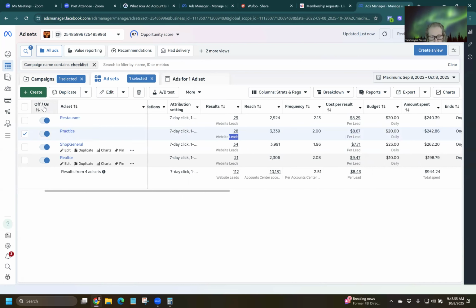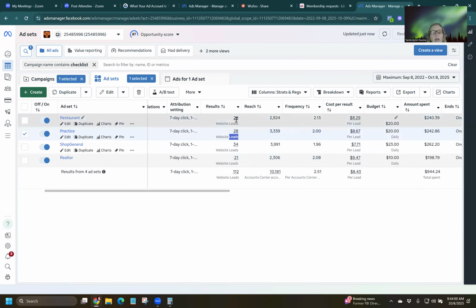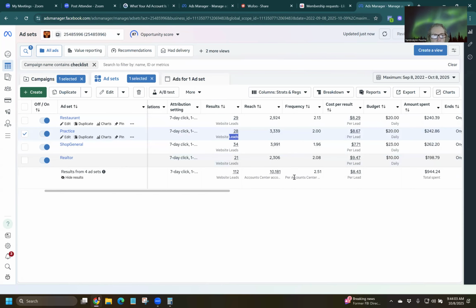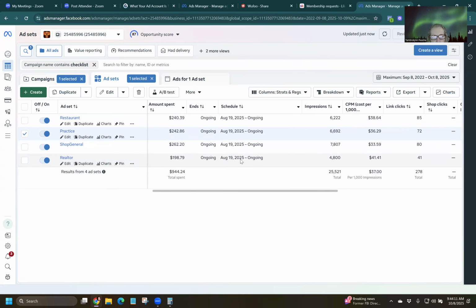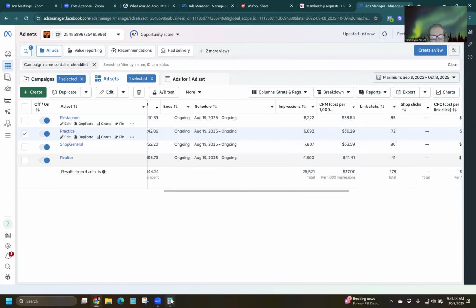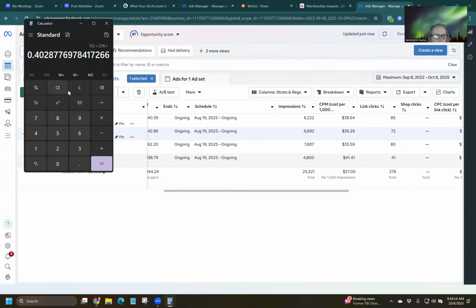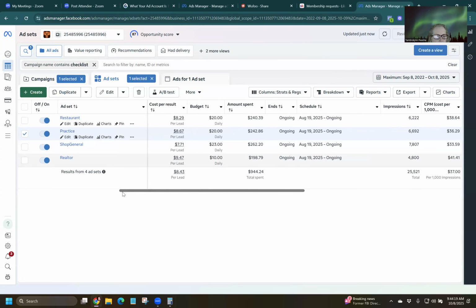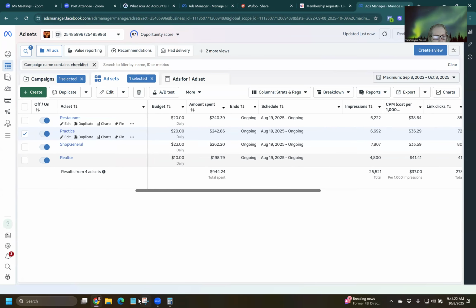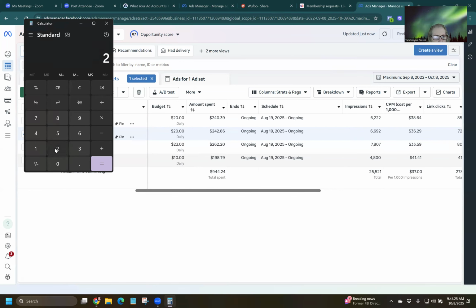Okay, gotcha. So you could take any of these. These are all different ad sets. I just did it on the overall ad, but I could look at this ad set. For example, this one was $9.47. So if I got 21 leads and 41 link clicks, I got 21 leads divided by 41 link clicks. This is at 50% opt-in. That's a damn good number.